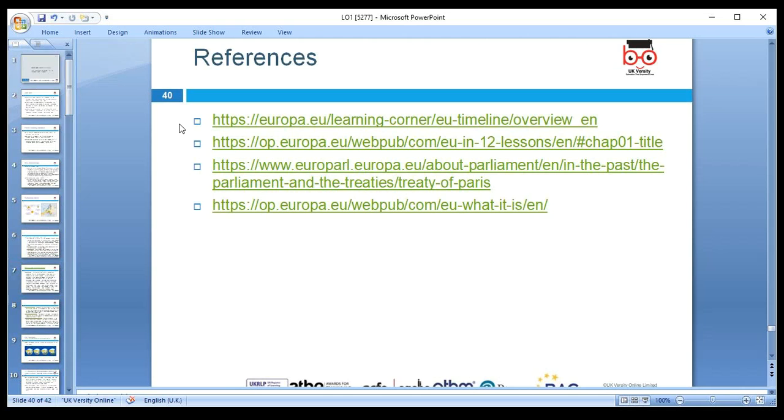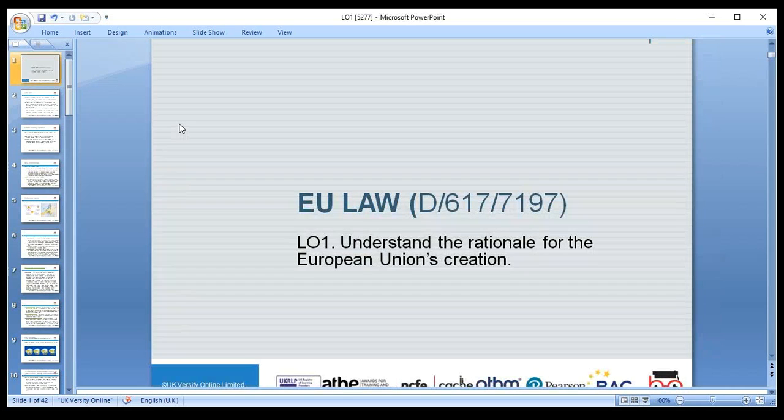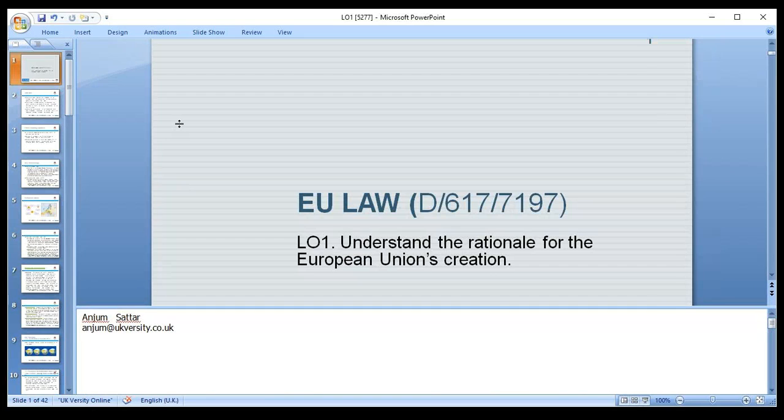Okay, guys, these are all the references we used, where we can further enhance. You can copy and paste the links if you want to read further; all these slides have been embedded and abstracted from various sources. If you have any questions, today we discussed the history of the European Union, the purpose, the objectives, and why it was set up. Drop me an email and I'll try my best to reply as soon as possible.